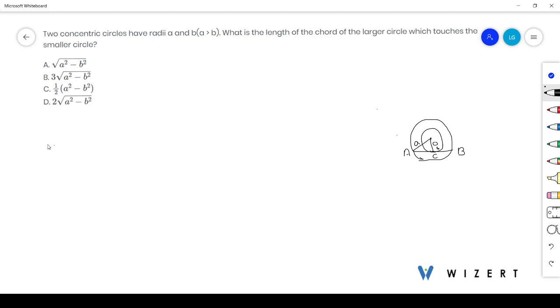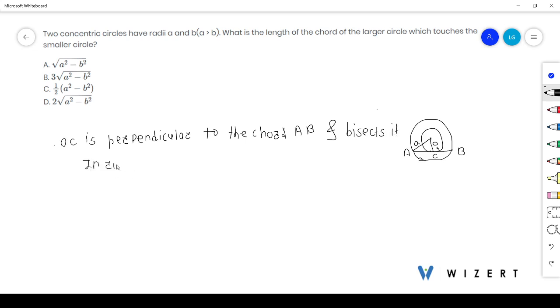As the chord of the larger circle is the tangent to the smaller circle, OC is perpendicular to the chord AB and bisects it. So it makes a right angle triangle at point C.